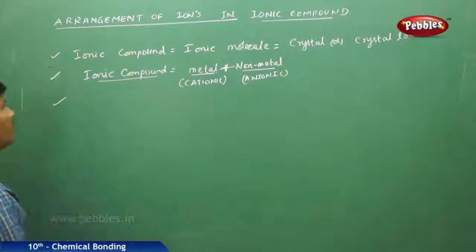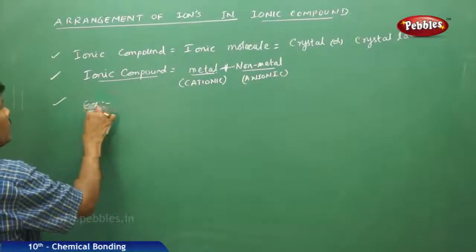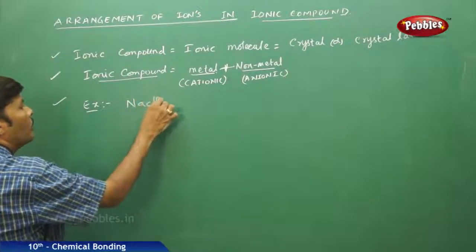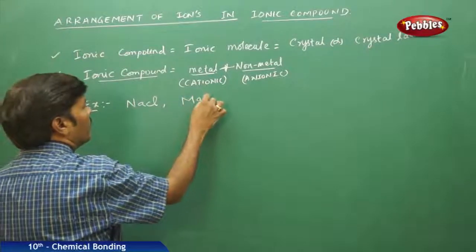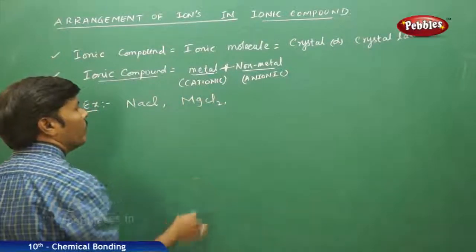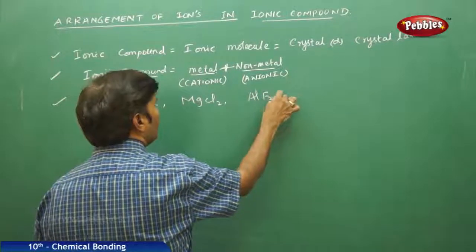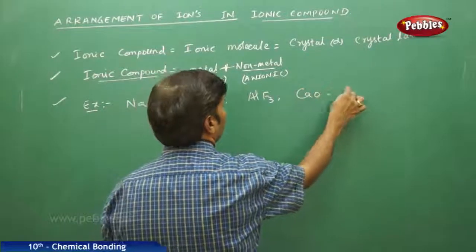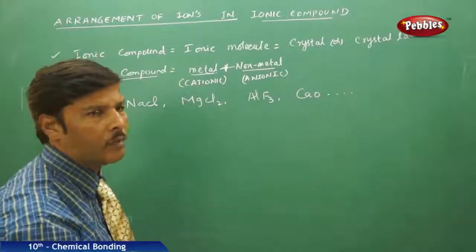But before going to that, I'll give you a few examples of ionic compounds. If you take some examples of ionic compounds: sodium chloride, magnesium chloride, aluminum fluoride, calcium oxide. All these are some of the examples of the ionic compounds.